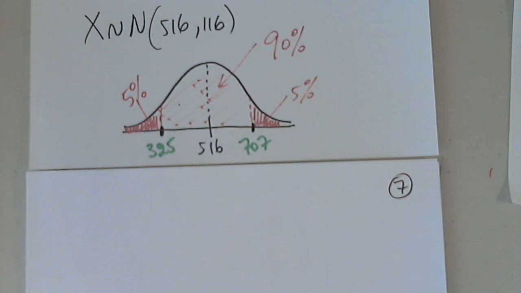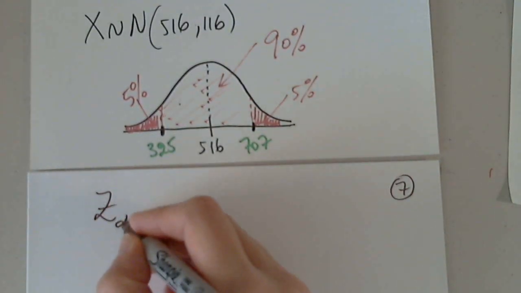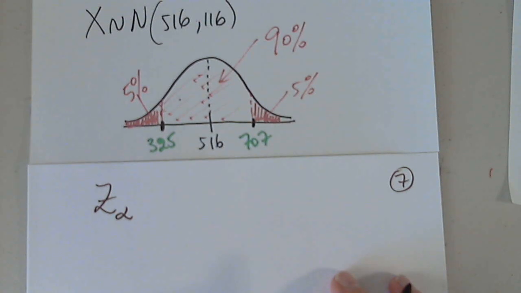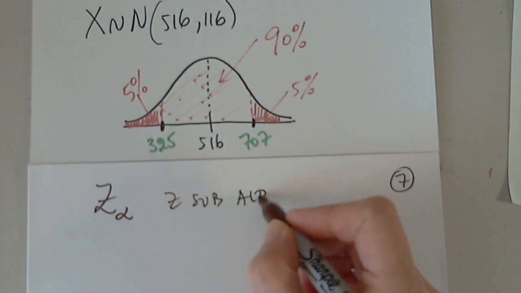Okay. Last thing, and then we look at StatCrunch. So last thing here, and we have a little portion of Chapter 7 left over for Wednesday. This is a very important notation. Z sub alpha.